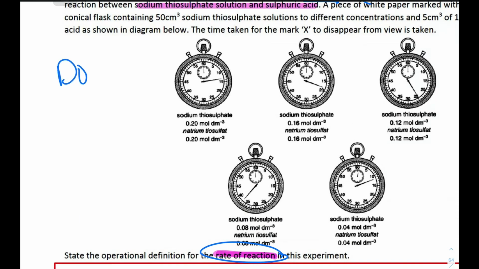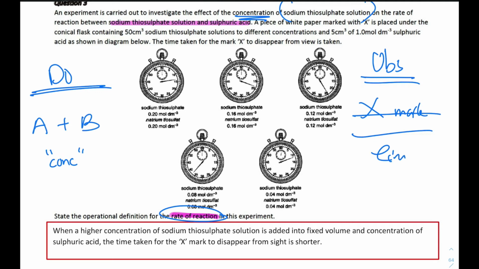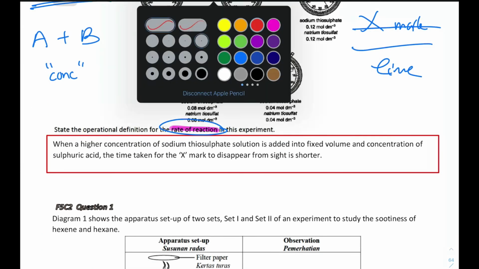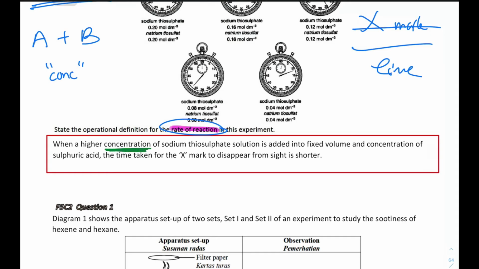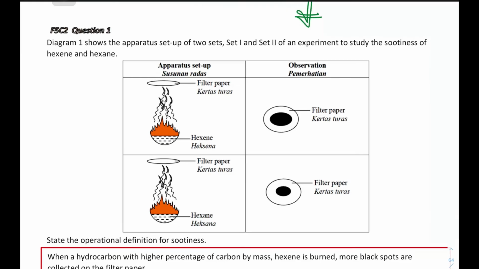Same thing. What we do here is react the two solutions together with different concentrations. And then what we observe here is the same: time taken for the X mark to disappear. So the answer is the same. Just change the word temperature to concentration. So concentration higher, time taken for X mark to disappear shorter. Relationship, what I do and what I observe. Okay, and then next we have this one.